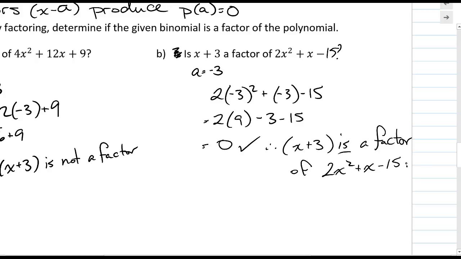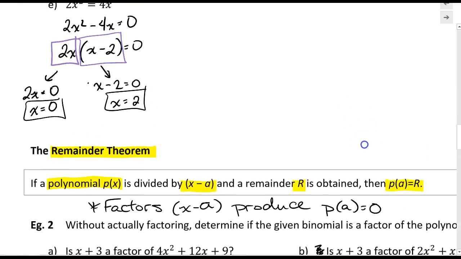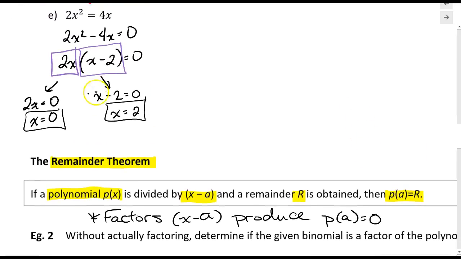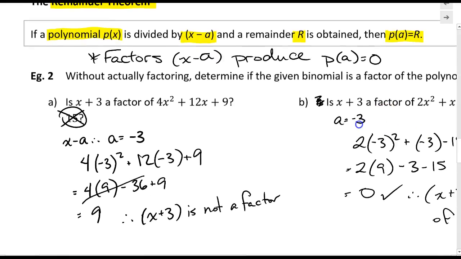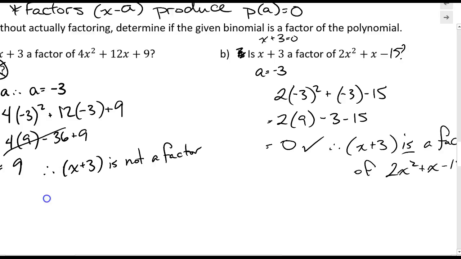The reason this works, and the reason we have to change our sign when we plug it in, goes back to our previous question. We can look at our binomial x minus 2. So notice that x equals 2 is our actual value of x. The same thing happens here. If we set x plus 3 equal to 0, we'd have to move that x around, and so we would get a equals minus 3. So that's where that's coming from.